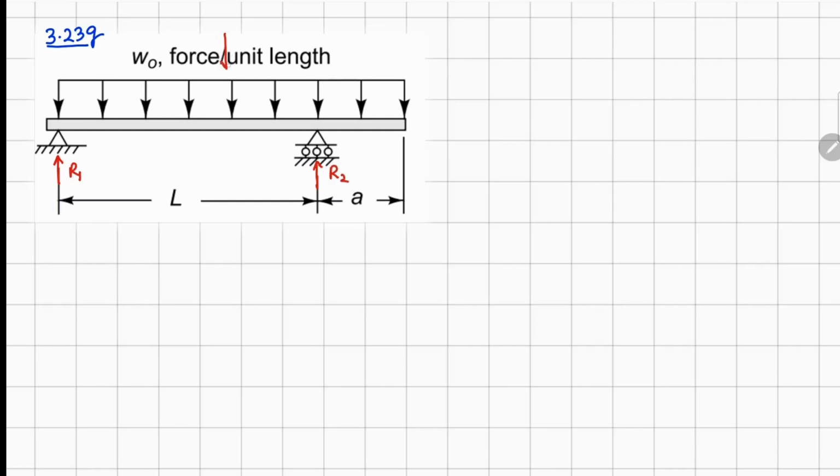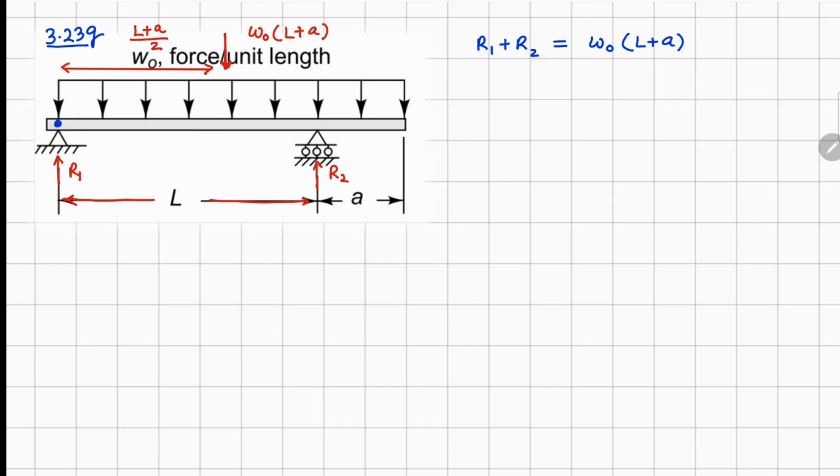This UDL that is given can be replaced by a simple point load right at the center, because it is applied over a distance of L plus A. This force is going to be W naught times (L plus A), and the distance is going to be the same from both sides, so this is (L plus A) divided by 2. We can write down the force and moment balance. So R1 plus R2 is going to be W naught (L plus A).